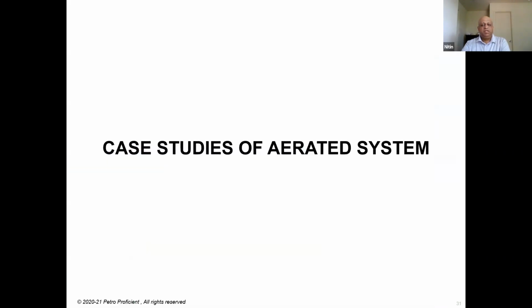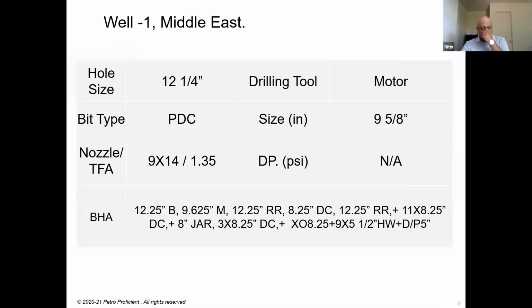Actually, let us review one case study. Here is one of the wells that I was involved with. For technical reasons, I don't want to put the details of the well, but you can see what equipment was used. So a normal PDC bit was used to drill a 12-1/4 inch hole section. There was also a motor in the BHA. The size of the motor is 9.5 by 8 inch, and as you can see, nozzles bigger than what you normally see.